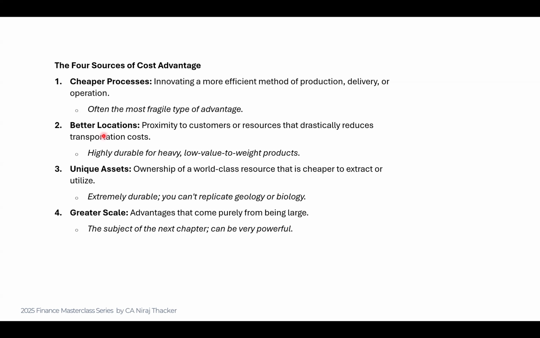Second is better location. Again, we have some resources like iron ore mines or a salt place or some chemicals which we are able to find in some unique location, correct? So that will give an edge. And unique assets, like world-class resources and all. Okay. So let's see each one of them separately.